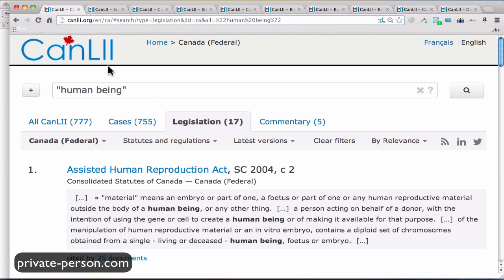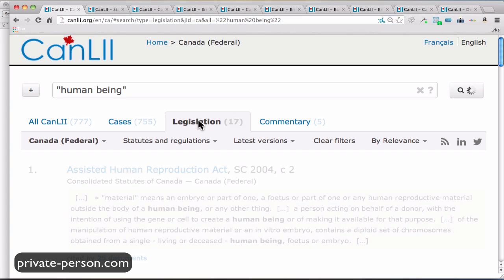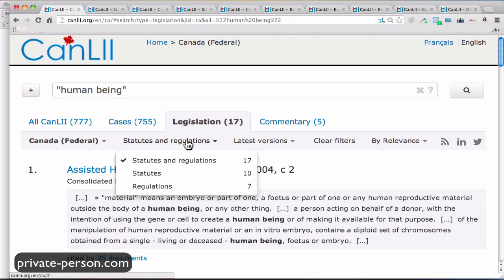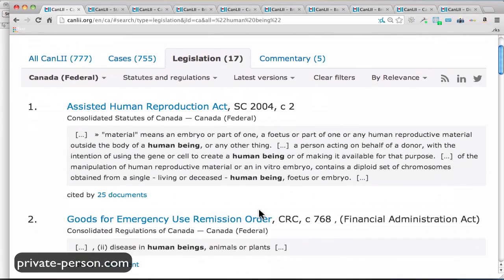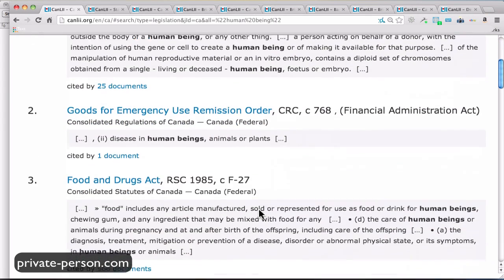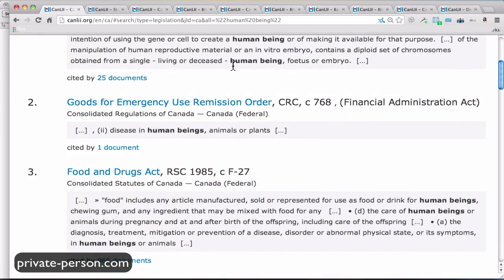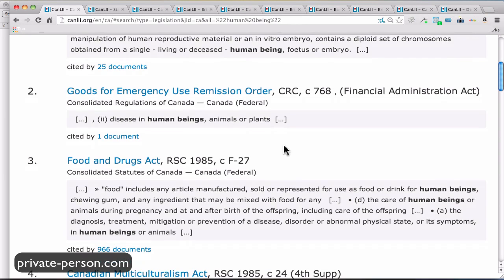All right, I did CanLII, and you can see here it's the Canada federal statutes. How many times does it appear in federal law, the term human being? It's in 17 forms of regulation. 17 statutes and regulations, 10 statutes, 7 regulations, it shows up. And you can see it in the body here. Assisted Human Reproduction Act. Outside the body of a human being or any other thing. I wonder what that other thing might be. Deceased, living or deceased human being, fetus or embryo.